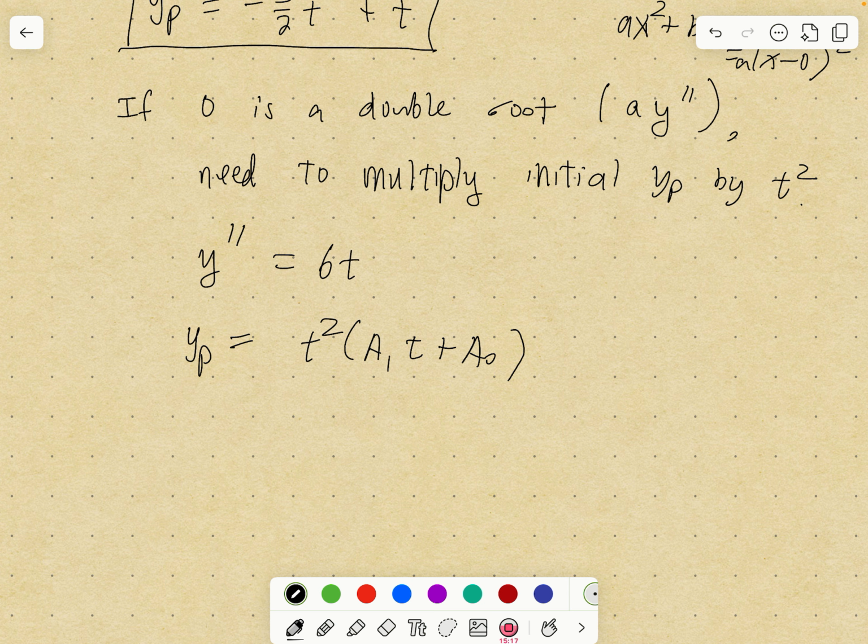Okay, so we'll talk about more complicated examples with exponentials and sines and cosines later. But this is how you do it for polynomials.